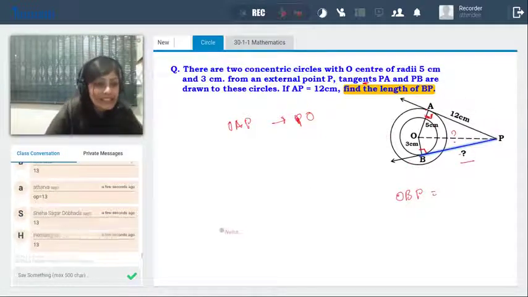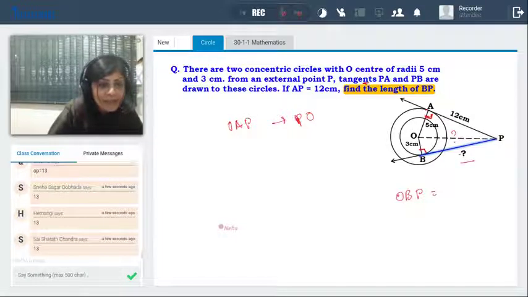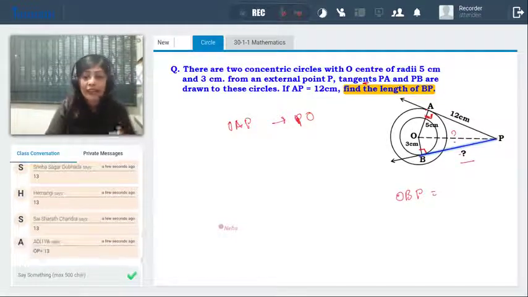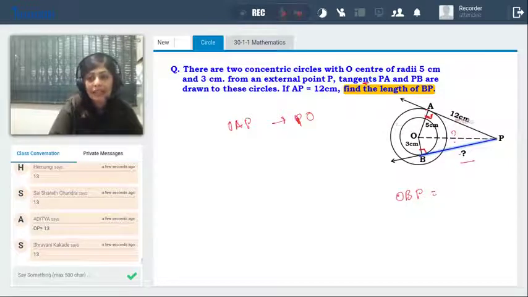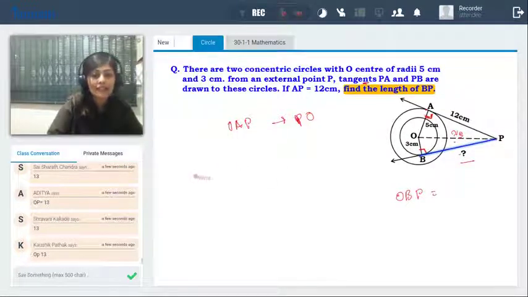Yes, OP is 13. Yes, Neha, thank you. Atharva, yes, thanks. Himangi, Sai, yes, thank you so much. Yes, very good. So we know OP is 13. Now it's easy, right? Now students, pay attention. OP is 13. Now can I apply Pythagoras theorem?